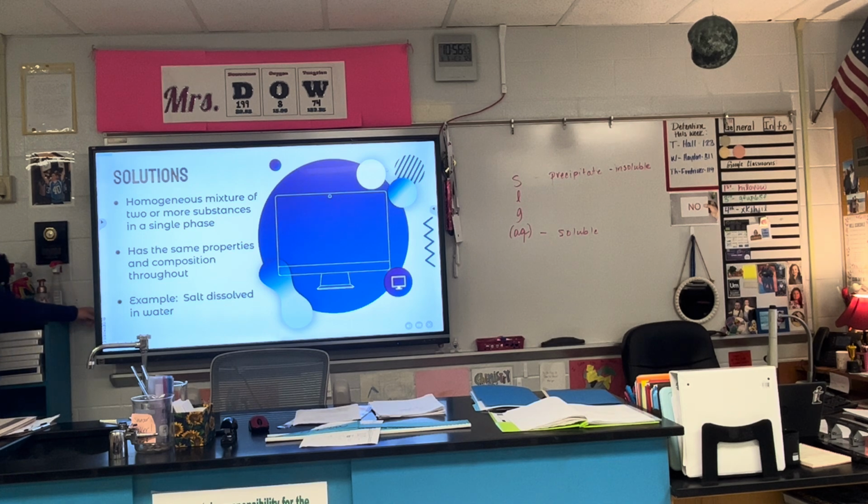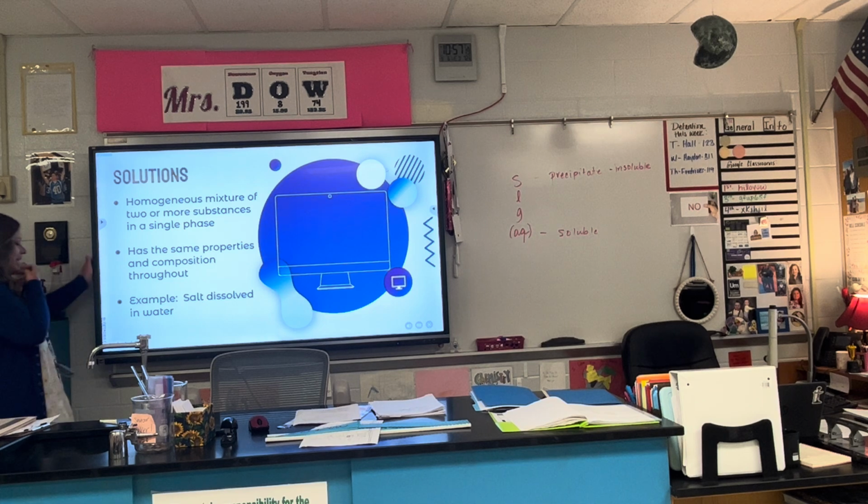So some other homogeneous mixtures. Tea, I love tea. Stainless steel, because that's not an element. It's a mixture, but it all looks like one metal. You can't see the different parts. The air in this classroom, that's a homogeneous mixture. Whenever you have a mixture of different substances, but they are in a single phase.